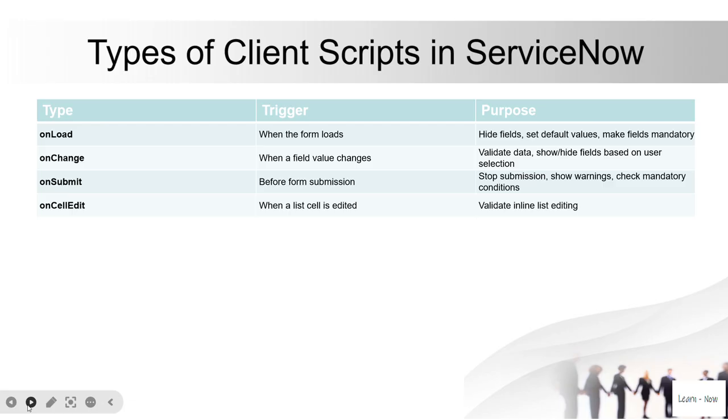And moving to onCellEdit, this works on the list view. Whenever you want to change any column value from the list view, this onCellEdit script runs to validate the inline list editing. If there is any condition, whether the conditions are met or not, based on that the value will be edited. So these are the four types of client scripts in ServiceNow.